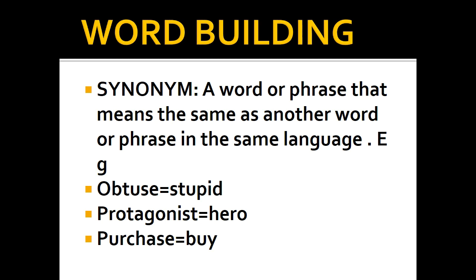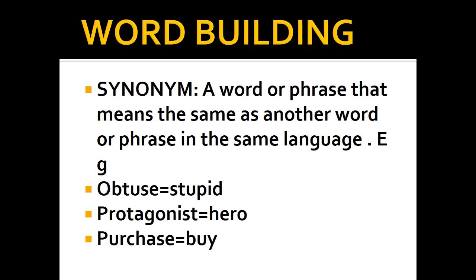Word building. That's the next vocabulary development we're going to consider. And under this, we are going to talk about three things: synonyms, antonyms, and homophones. So I'm going to begin with synonym. When we talk of synonym, it refers to a word or phrase that means the same as another word or phrase in the same language. So words that have similar meaning, we call them synonyms.